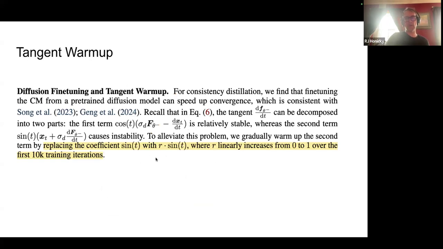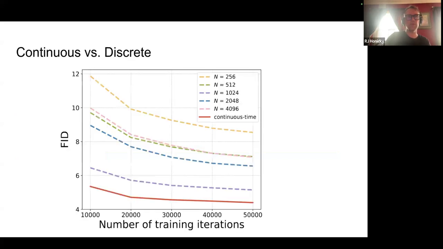And then tangent warm up, probably don't need to understand the sine t. They just put r in front of it, and that r just linearly increases from 0 to 1 over the first 10K iterations. And they just do this because it's unstable in the beginning. No need to discuss a lot.